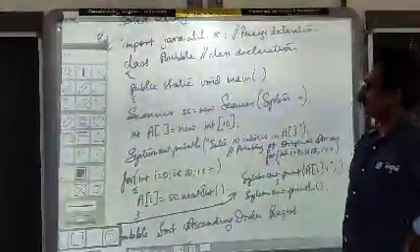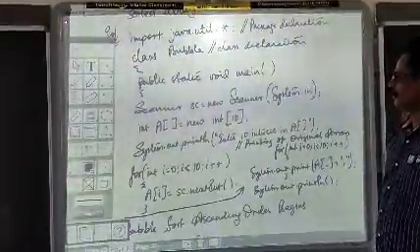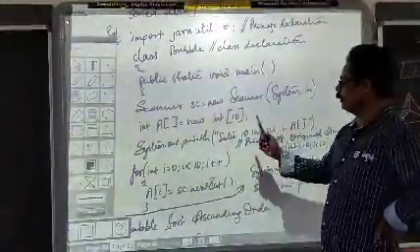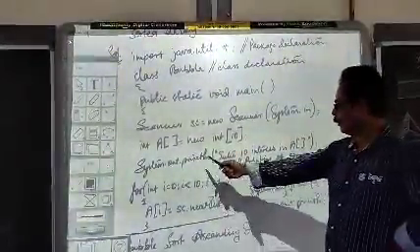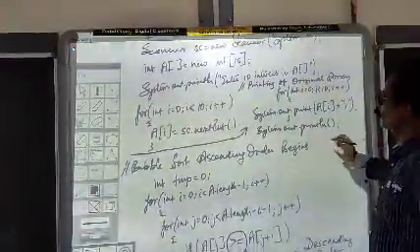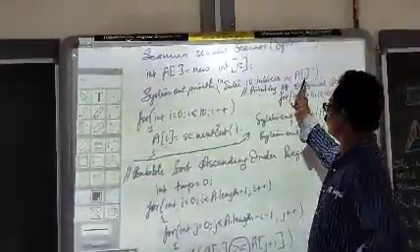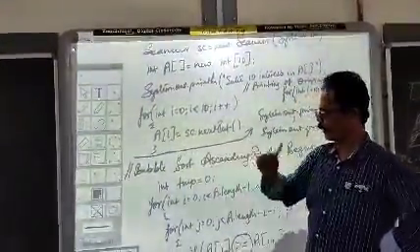Import java.util.*; class Bubble. public static void main, Scanner sc equals new Scanner(System.in); int a[] equals new int[10]. First we declare the array, then value entry. Here we enter the values. System.out.println enter 10 integers in a. for int i equals 0, i less than 10, i plus plus, a[i] equals sc.nextInt().